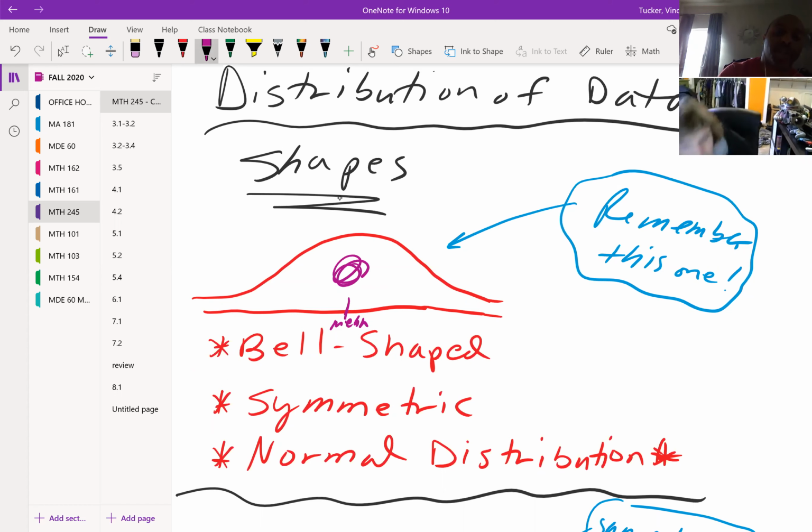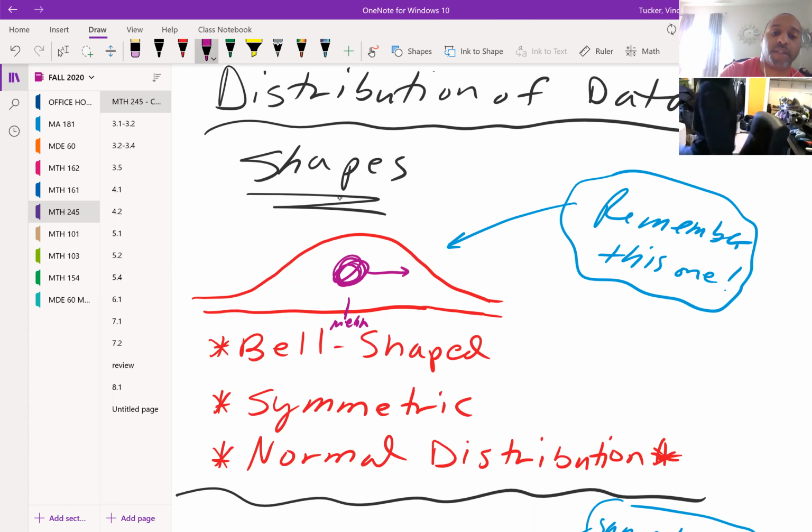The bulk of our data is right here in the middle, and then it begins to disperse when you go away from the mean. This is considered your normal distribution.